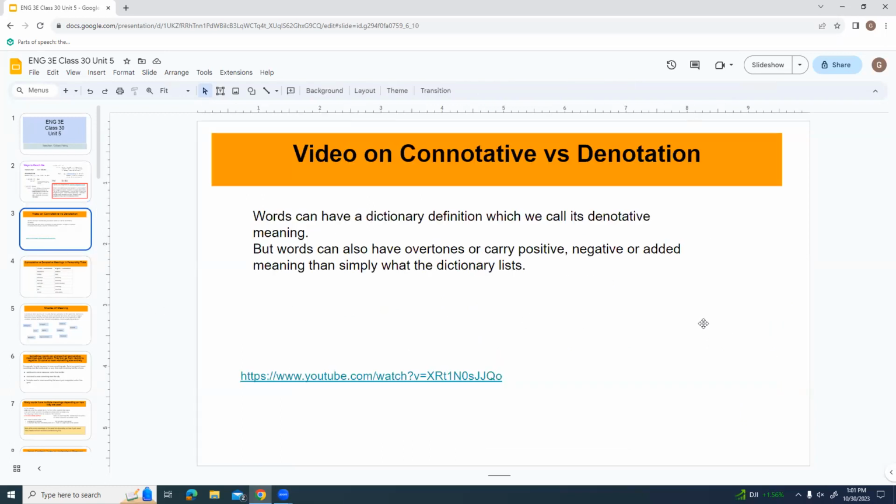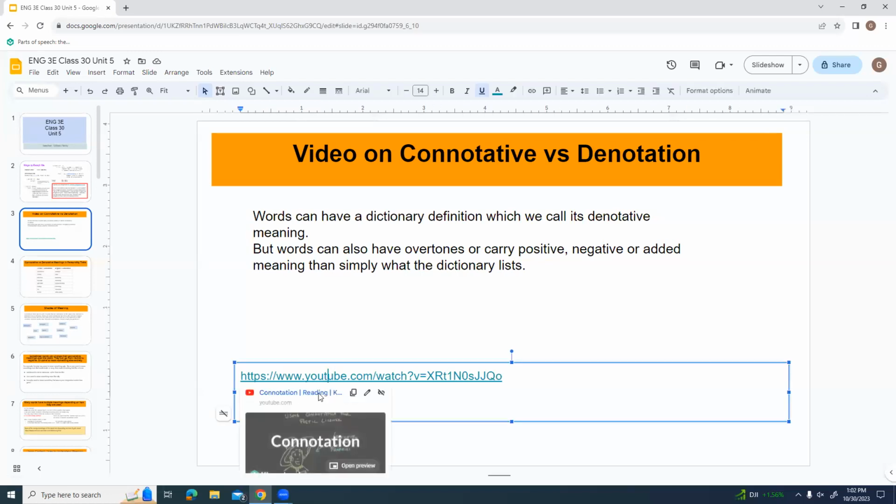All right, we are going to talk a little bit about word meaning. Words can have a dictionary definition, which is what we call its denotative meaning, like what it means just literally. But words can also have overtones or carry positive, negative, or added meaning than simply what the dictionary lists. Sorry, I meant to start this up ahead of time. We will take a quick look at this.